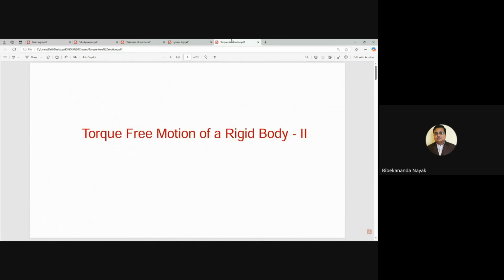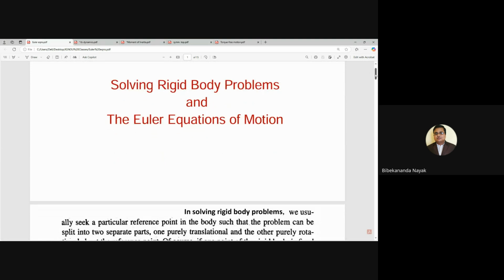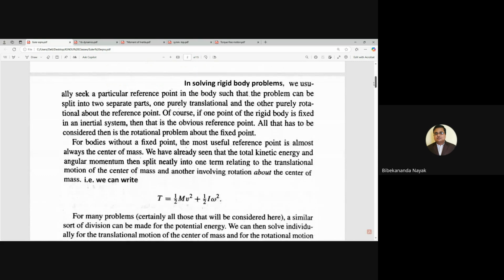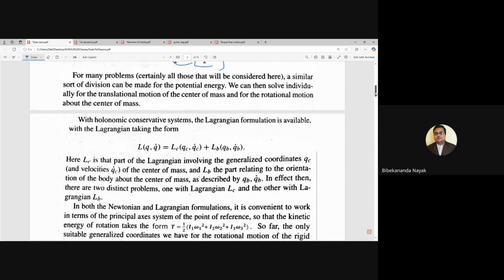Sorry, not Euler equation. Then solving rigid body problem and the Euler equation of motion. Actually, in a rigid body we see two kinds of kinetic energy, rotational kinetic energy and translational kinetic energy: half mv square plus half I omega square. So we have to consider rotation inside it.